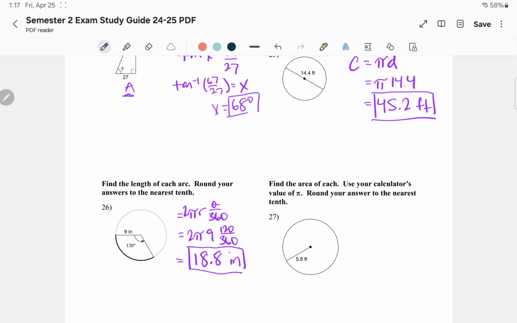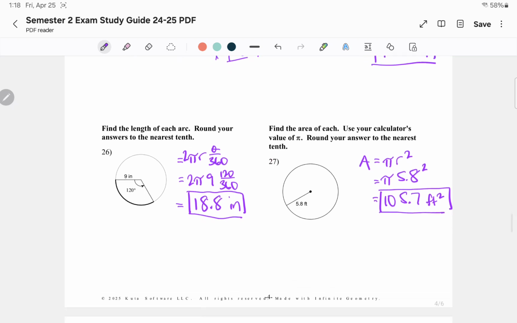All right, so find the area of this circle. So area is another formula. It's going to be pi r squared. Pi does not change. The radius is 5.8. It's going to be squared. So all we have to do is, again, in our calculator, do pi times 5.8, then use the square key, and then hit equals. Make sure you're multiplying them, okay? And I get 105. So nearest tenth is going to be 0.7, and this is feet squared. That's 105.7 feet squared, okay?